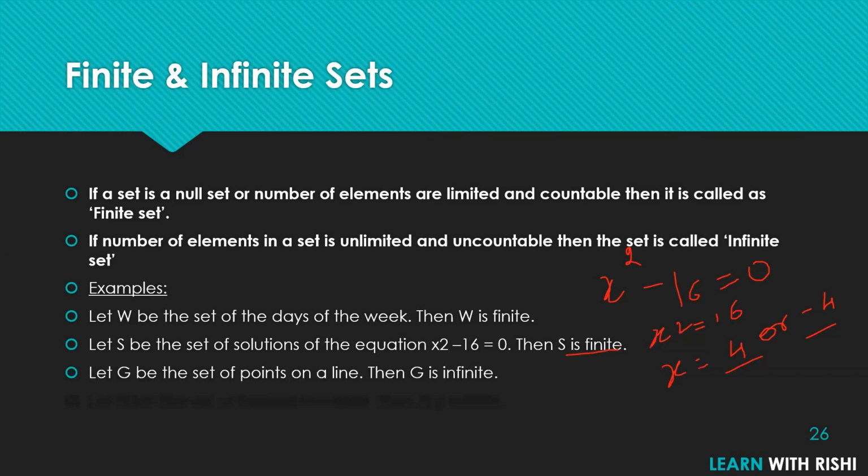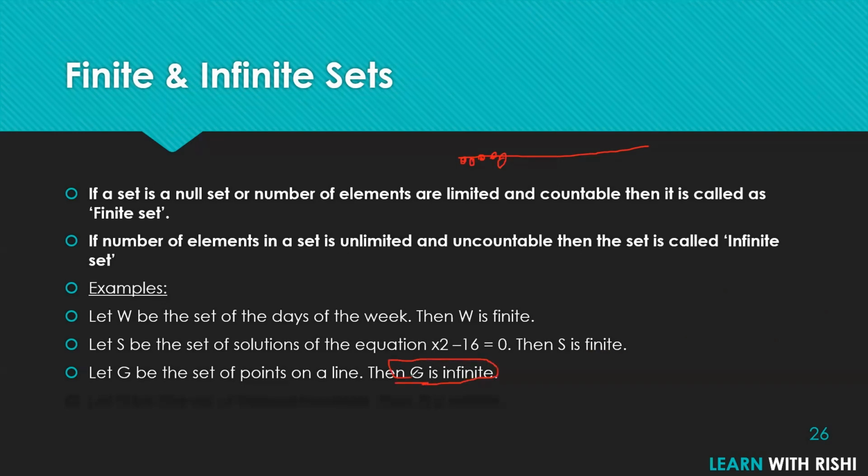Next example, let G be the set of points on a line. Now, there is a line and G is a set of points. If I draw a line here, I can draw an infinite number of points on it. So there can be infinite number of points on a line. Therefore, our set G becomes infinite.